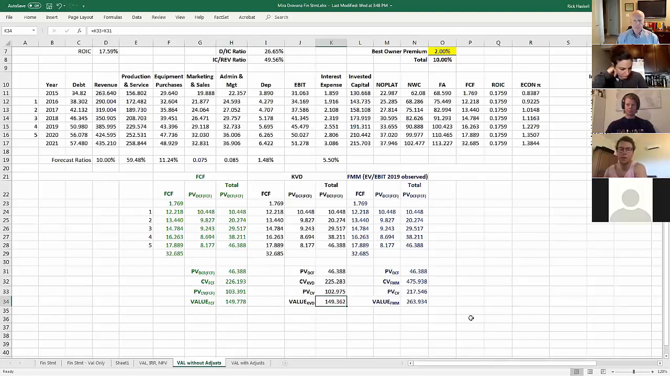So can we say that we guessed G pretty well when we have a KVD model and a free cash flow model that are almost equal? I think that's exactly what you can say. That your guess about the long-term G was relatively accurate.